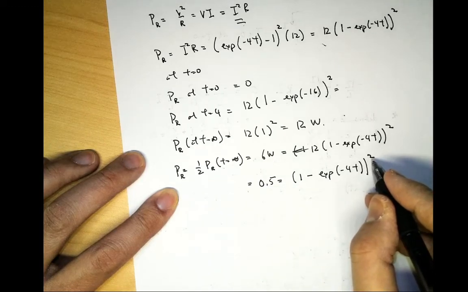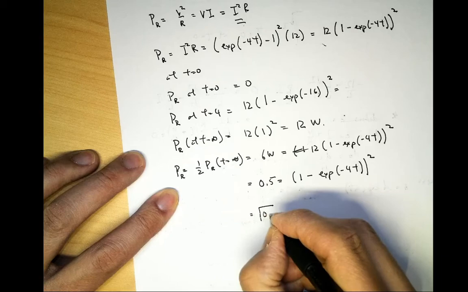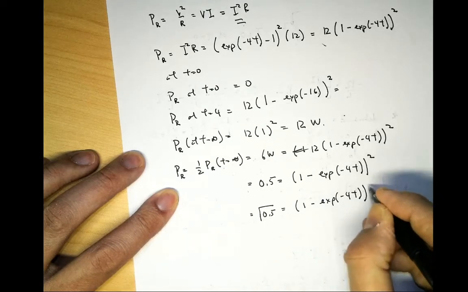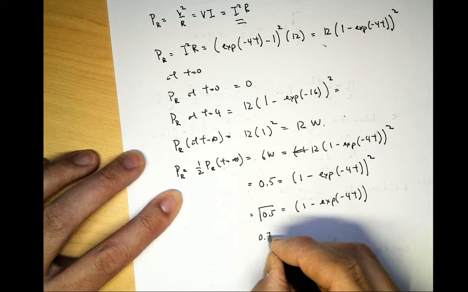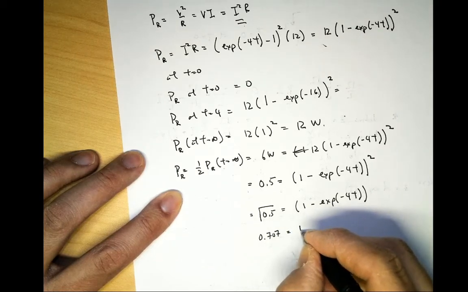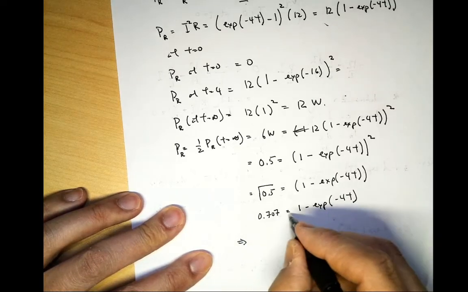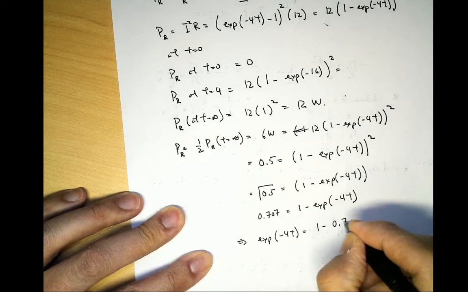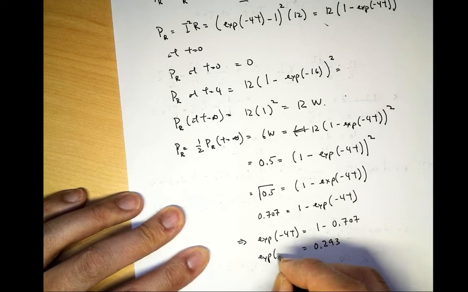Okay, you can take the root of this thing. If you do that, roughly the square root of 0.5 is equal to 1 minus exponent minus 4t. The root of this thing is about 0.707, okay, is equal to 1 minus exponent minus 4t, right? And so what you end up getting is something pretty simple now. Switch this thing out: exponent minus 4t is equal to 1 minus 0.707. I think this is 0.293, right? Is exponent minus 4t.